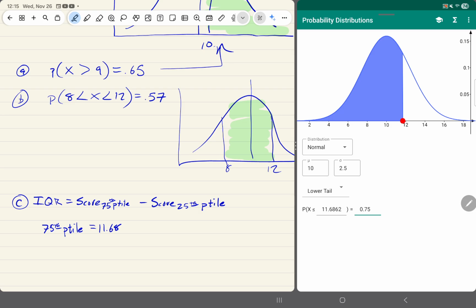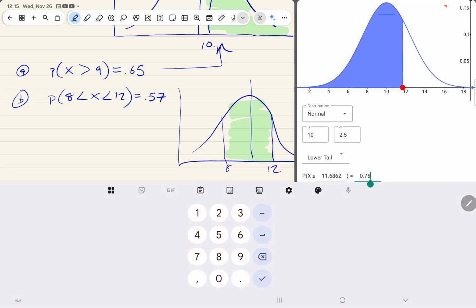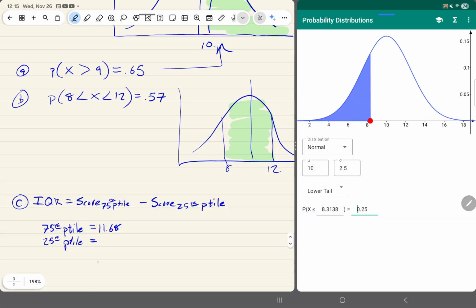And the score at the 25th percentile, so we'll change this to 25. Keep everything else the same. So 0.25. That gives us a score of 8.31. So the IQR is equal to the 25th subtracted from the 75th, and that will give us a score of 3.37. So the IQR is 3.37.